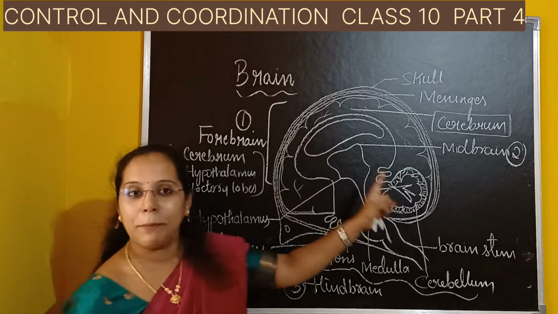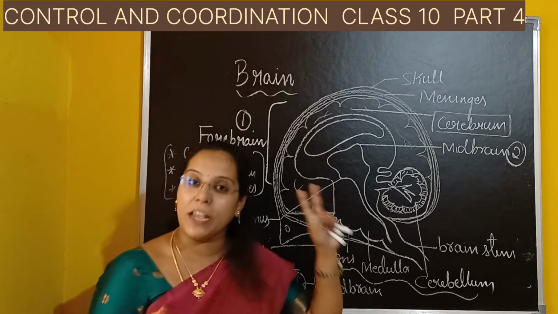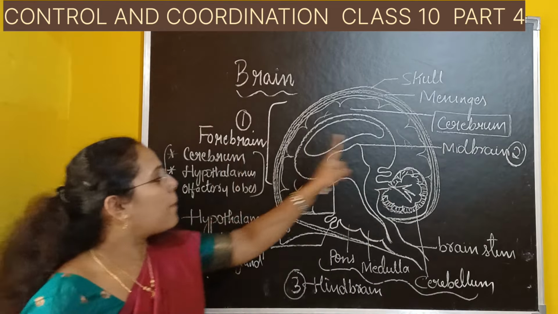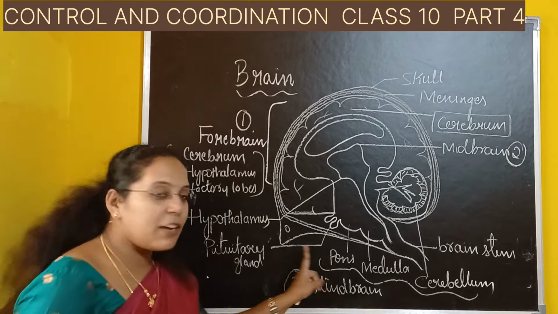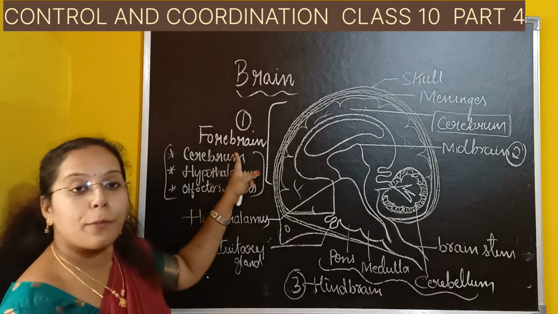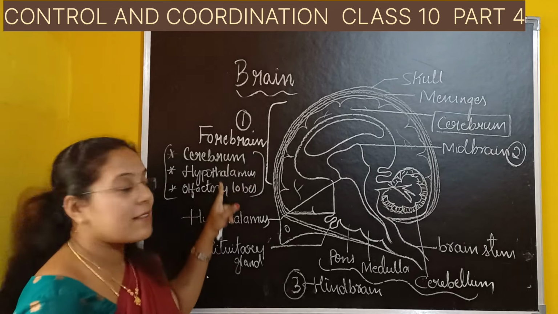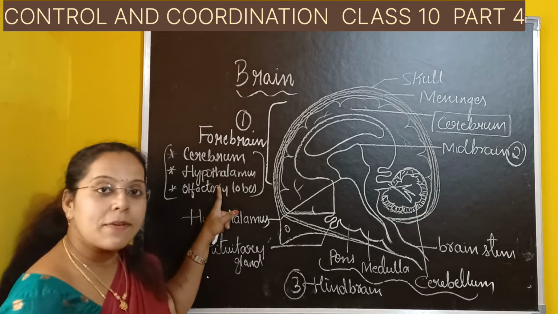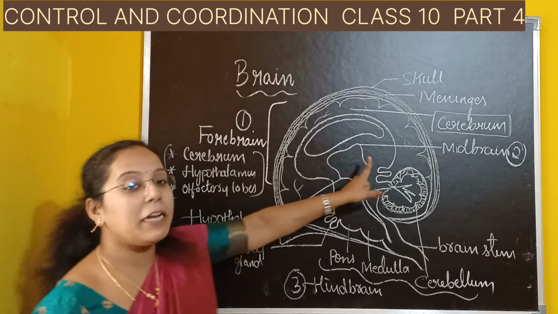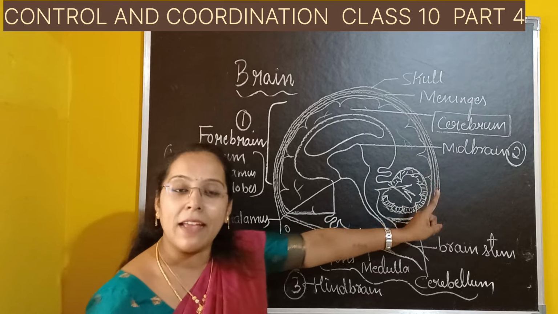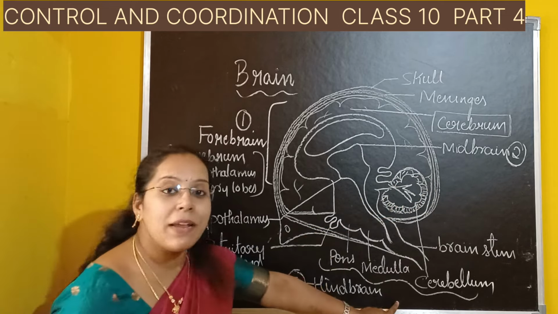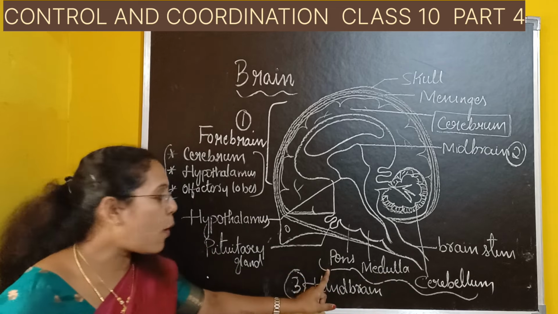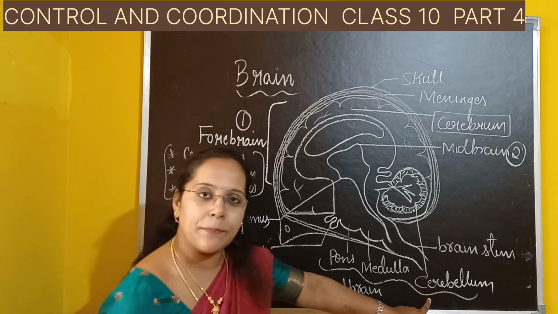So the whole human brain is subclassified into three parts: forebrain, midbrain and hindbrain. I left out the pituitary gland, I'll tell you. The forebrain is subclassified into three parts: cerebrum, hypothalamus, olfactory lobes. The midbrain does not have any subclassification, no bifurcation. The hindbrain has a subclassification: pons, medulla and cerebellum.